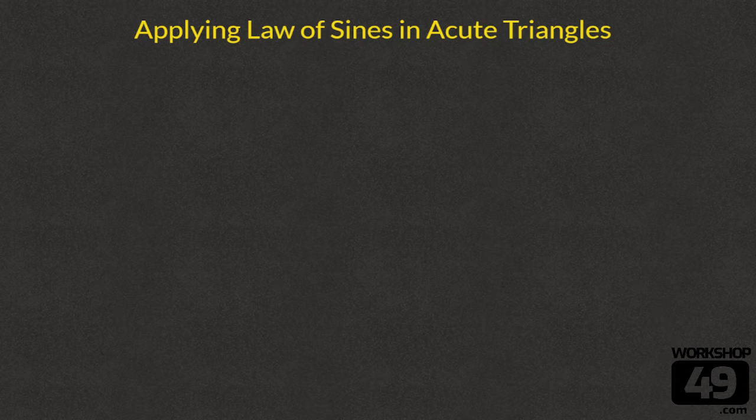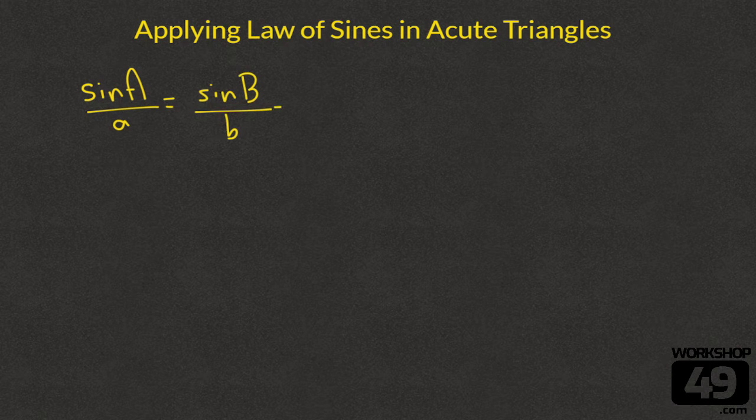Today we are going to be applying the law of sines in acute triangles. Let's go ahead and start off with what the law of sines is. It's a ratio where the sine of our big A over little a is equal to the sine of big B over little b, which is equal to the sine of big C over little c.